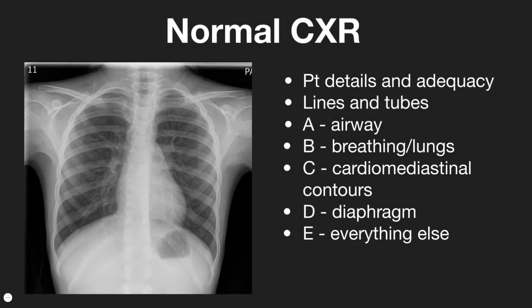It is important to develop a systematic approach to any imaging study, and the chest x-ray is no different. During a brief Google search, you'll see a multitude of patterns for interpreting a chest x-ray. For the purposes of this lecture, I have chosen a relatively simple and easy to remember pattern. The order goes: patient details and adequacy, lines and tubes, A for airway, B for breathing/lungs, C for the Cardiomediastinal Contours, D for the diaphragm, and E as a catch-all for everything else, including the bones and soft tissues. We will go through each of these in turn as we progress through the presentation.